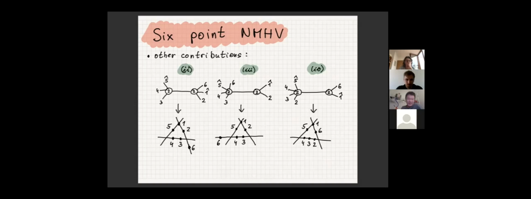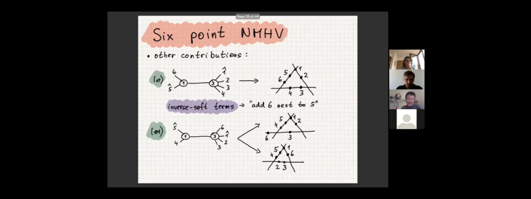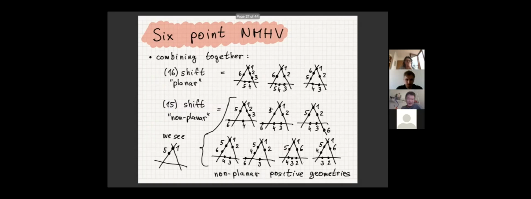In this adjacent case, there were 3 cells or 3 terms that we had to calculate. Here there is more, and you can all identify them as again some configuration of 6 points on 3 lines, but not necessarily convex. And here, in the end, we get 7 configurations.